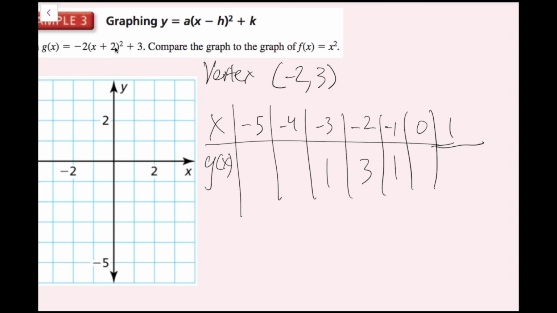Anyway, now I'm going to do 0. So 0 plus 2 is 2, 2 squared is 4, 4 times negative 2 is negative 8, plus 3 is negative 5. And then I'll do 1. 1 plus 2 is 3. 3 squared is 9. 9 times negative 2 is negative 18. Plus 3 is negative 15. That's not going to fit, so I'm not going to bother with that.